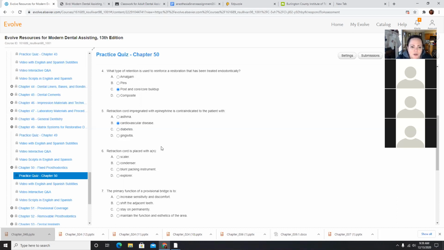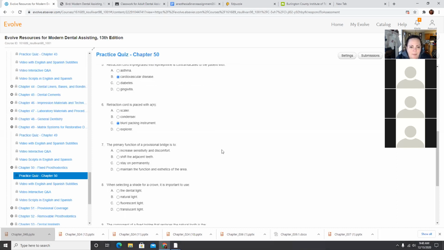All right. The retraction cord is placed with a... C, packing instrument. Okay. The primary function of a provisional bridge is to... all right, well, let's talk about this. Do we ever want to increase sensitivity and discomfort in a patient? No. So that's never going to be a reason that we do anything. So that automatically gets cut out.